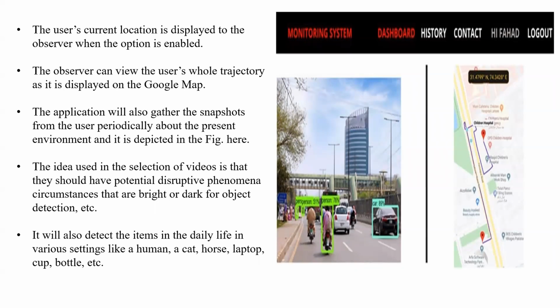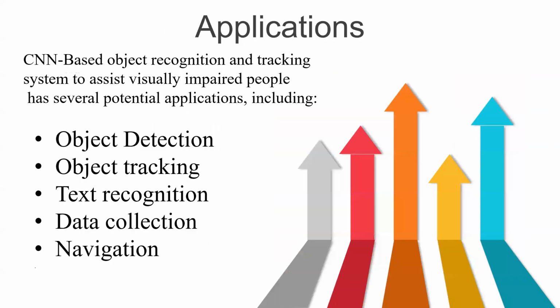It will also detect the items in daily life in various settings like a human, a cat, horse, laptop, cup, bottle, etc. Some of the applications of CNN-based object recognition and tracking system to assess the visually impaired people are object detection, object tracking, text recognition, data collection, navigation.